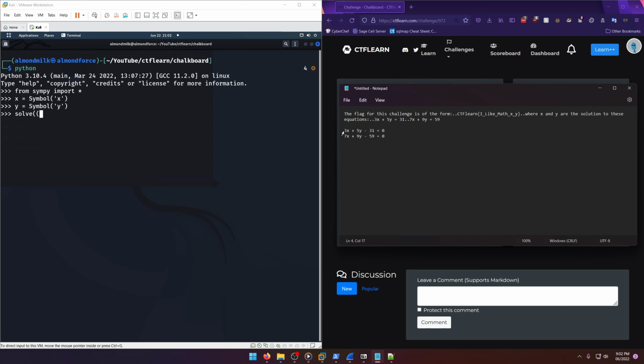Okay, so the parts that we're going to put into SymPy here are just these portions because it's automatically going to assume that these are equal to 0. So we just need to do 3 times x plus 5 times y minus 31, comma, 7 times x plus 9 times y minus 59. And then we're going to put the two variables that we're solving for, x and y. And I think the syntax is right. Let's go ahead and let it run. And there you go. x is 2 and y is 5.